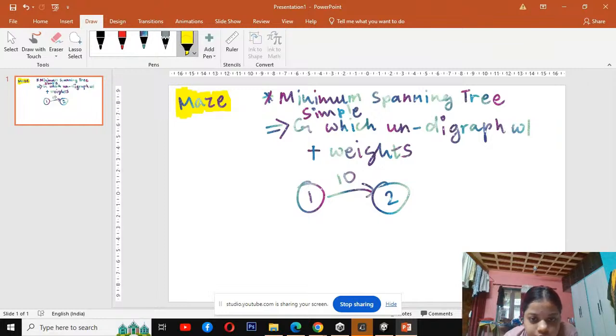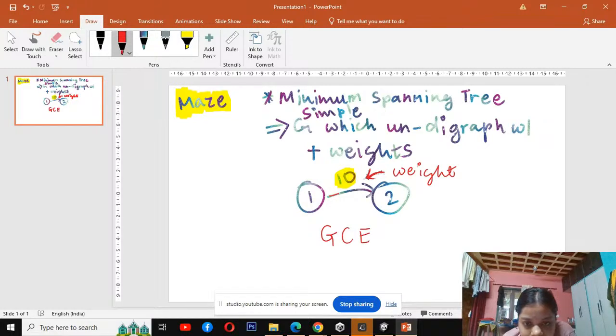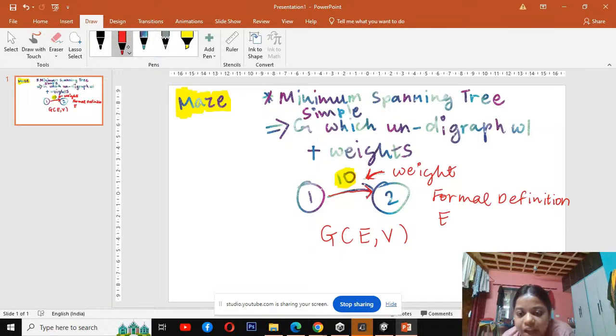So basically, this one is called the weight. You will see in some textbooks that G is defined as edge, comma V. V is your vertices. Okay, I'll just give you a formal definition. E is represented by an adjacency matrix. You will come to know the representation of a graph in just a while.